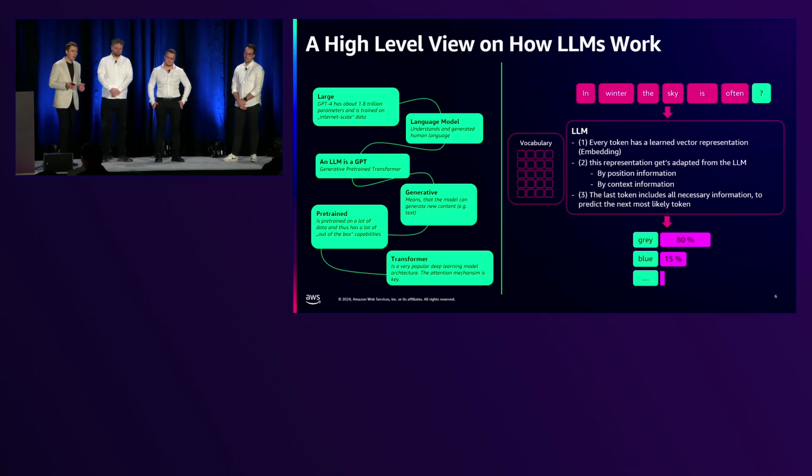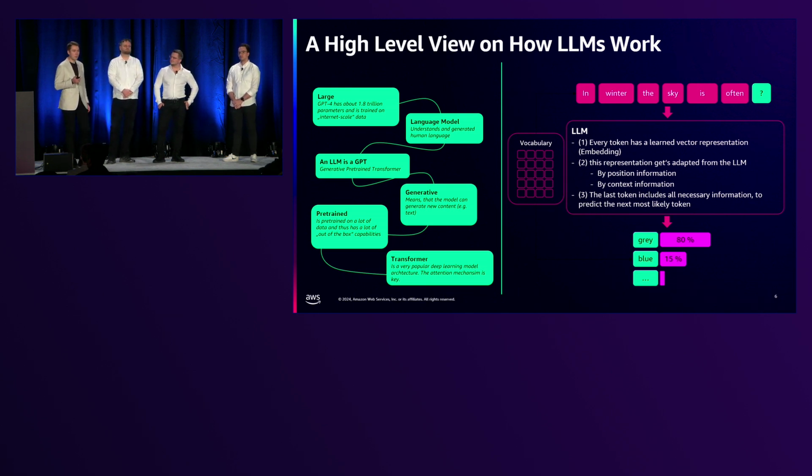LLM stands for Large Language Model. And large can be taken pretty seriously. So GPT-4, I think most of you have used it through ChatGPT, is estimated to have about 1.8 trillion parameters. So that's huge, and explains why they are so expensive to train and even expensive to run. They are a language model. That means they're capable of understanding and generating very human-like text.